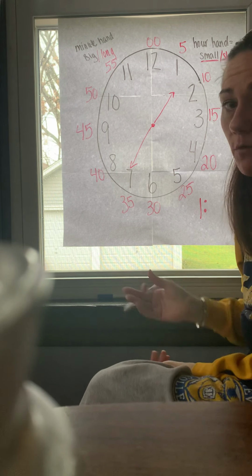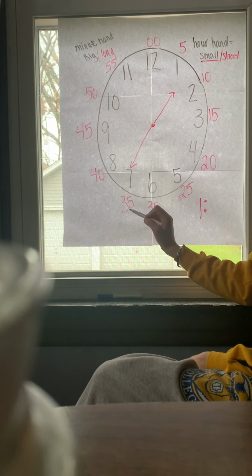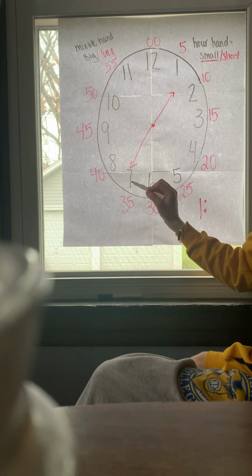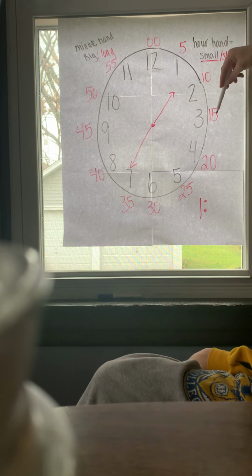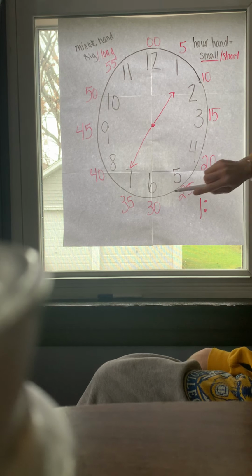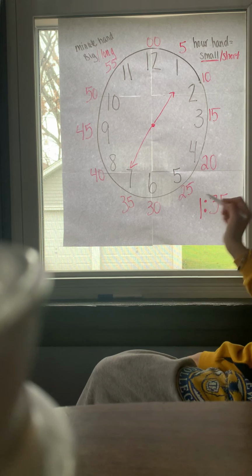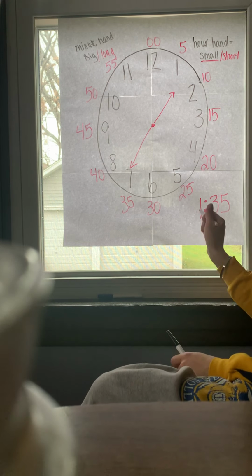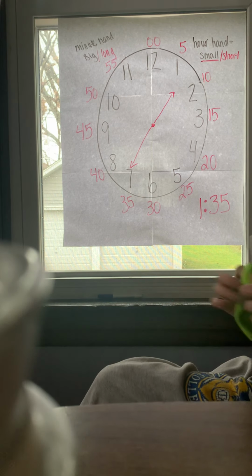Well, now let's figure out what the minutes are. We know that the hour is 1, but let's see what the minutes are for 7. So we count by 5s. 5, 10, 15, 20, 25, 30, 35. The time on my clock right now is 1:35. Let's practice some more.